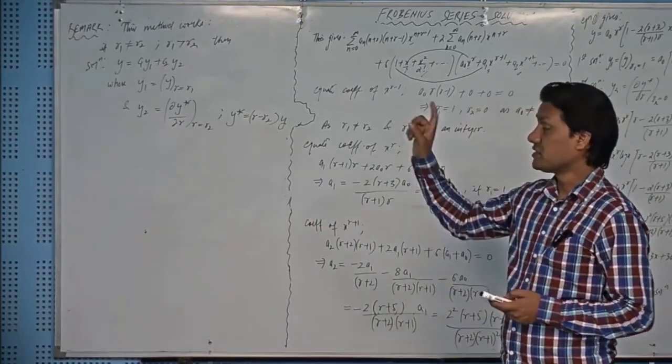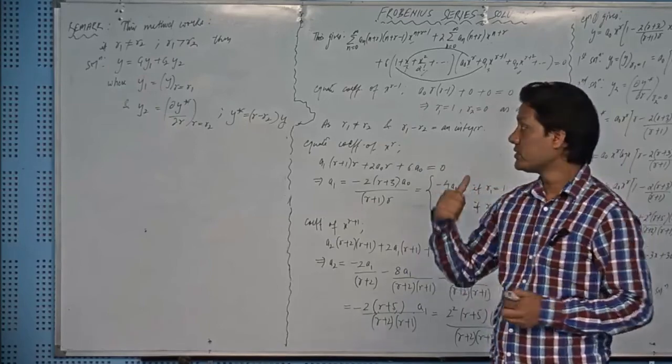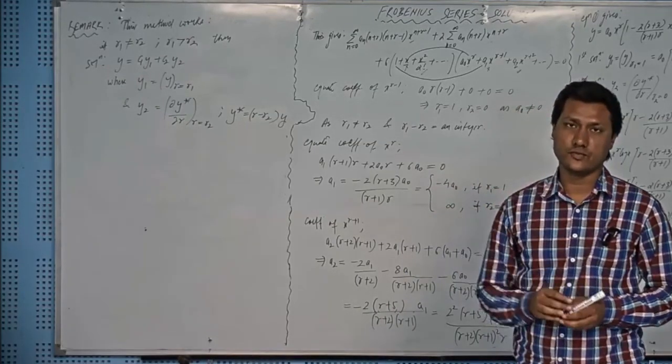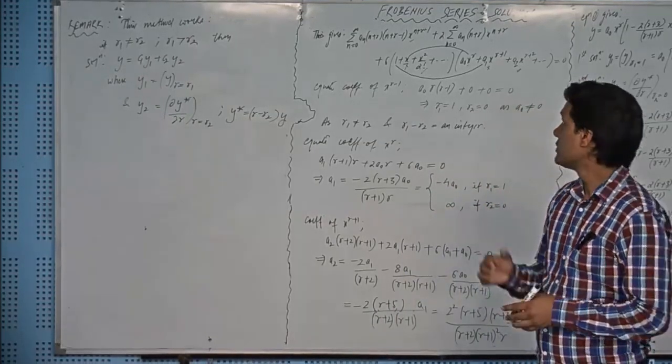So again I am saying that this method works for case A, case 1, case 3 and case 4, right? So this is it for this Frobenius series solution.